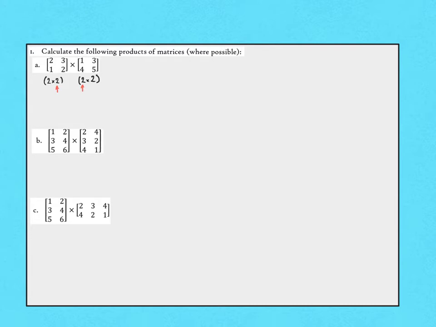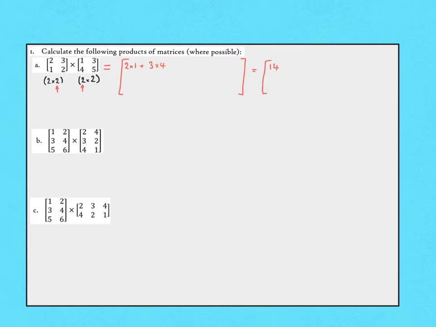So the product of these two matrices, in order to get the top left element, we're going to take the top row of the first matrix and multiply it by the left-hand column of the second matrix. So the element will be 2 times 1 plus 3 times 4. So the top left element of the product matrix will be 2 plus 12, which is 14.